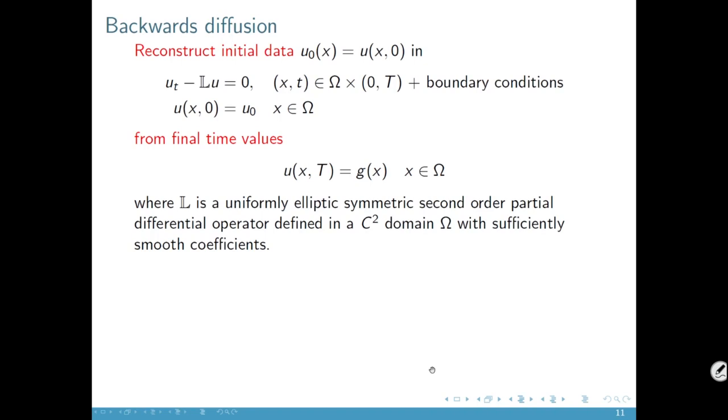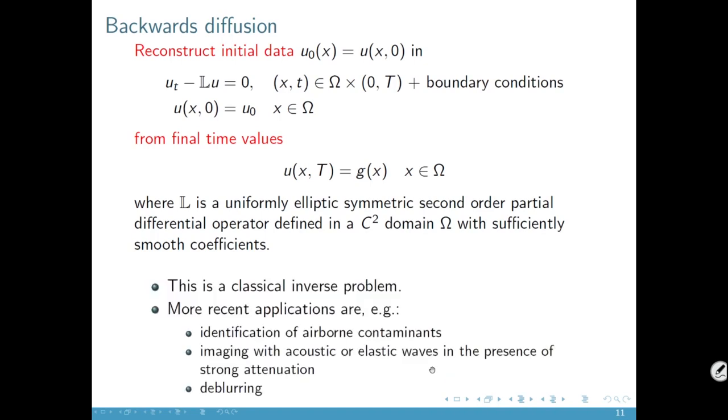And then we have final time values, and we want to recover U0 as a function of x. Sorry, there should be an x also over here. So for the moment, L is uniformly elliptic, symmetric, and so it's a simple object. One can also generalize this to the non-symmetric case, but that's not the subject of this talk. And also the domain is supposed to be sufficiently smooth.